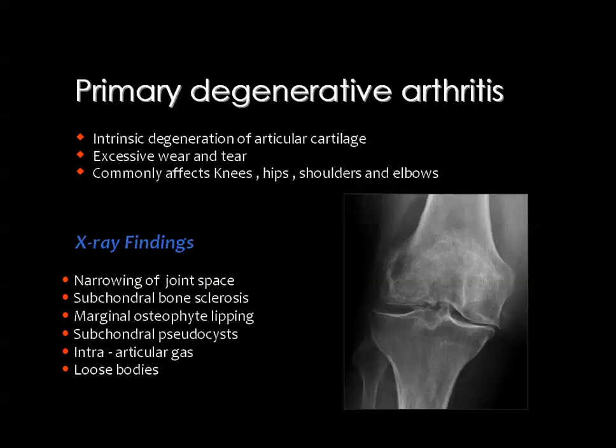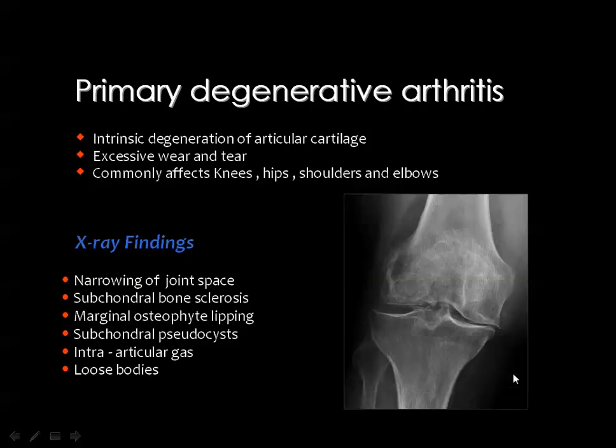Then the primary osteoarthritis in the big joints is a well-known disease and easily appreciated from the plain X-ray, and these are the findings: narrowing of the joint space, subchondral bone sclerosis, marginal osteophytic lipping, subchondral pseudocystic changes, intra-articular gas, or what we call vacuum phenomena, and the presence of loose bodies which represent the fractured osteophytes. Loose bodies, of course, are seen in the big joints, especially the knee, the elbow, and the hip joint.